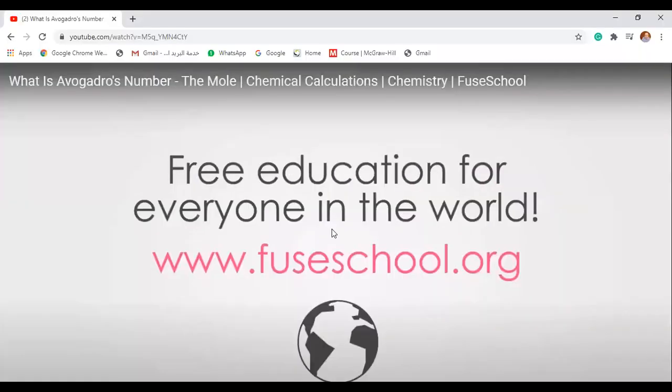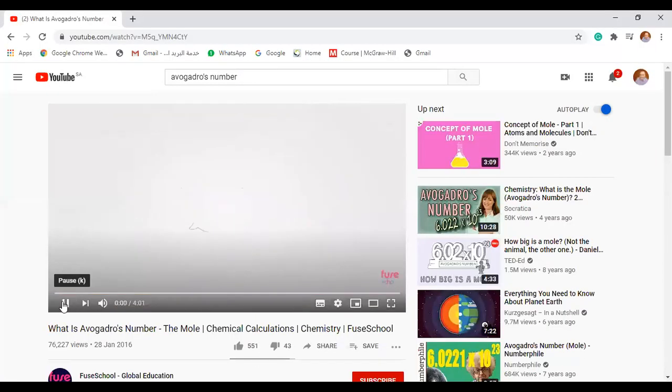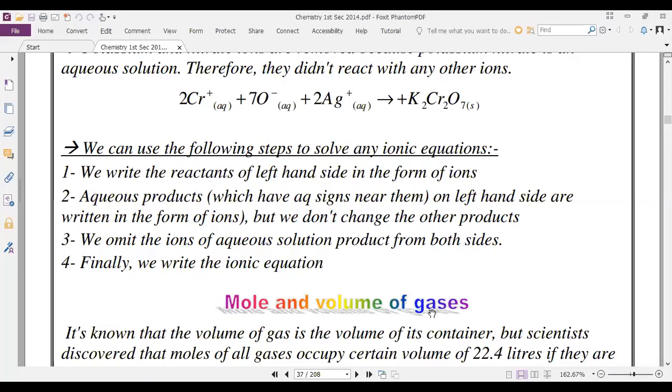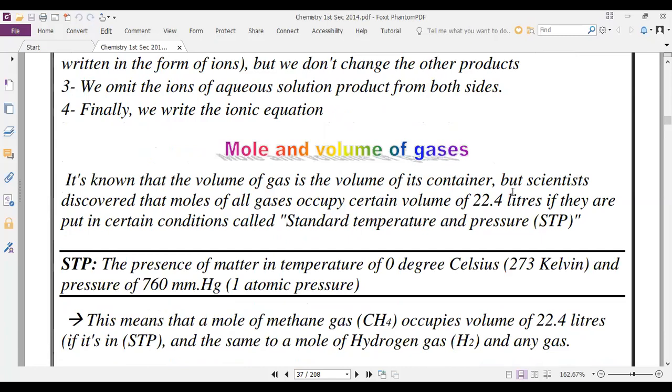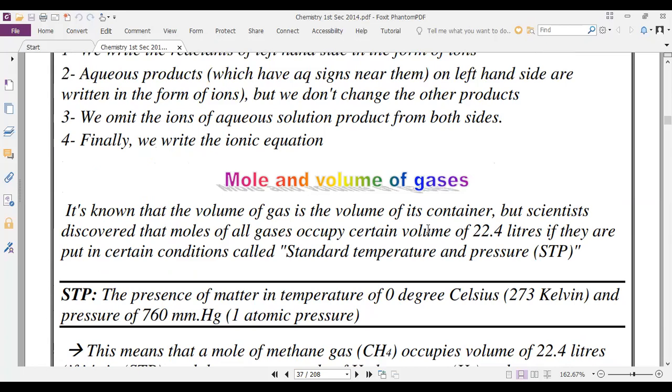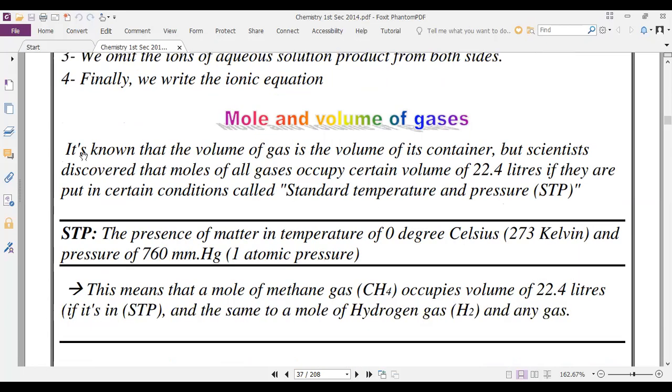Yes. Okay. So now we are going to move to our booklet. Mole and volume of gases. This is another part. Mole and volume of gases. Try to read the first part.